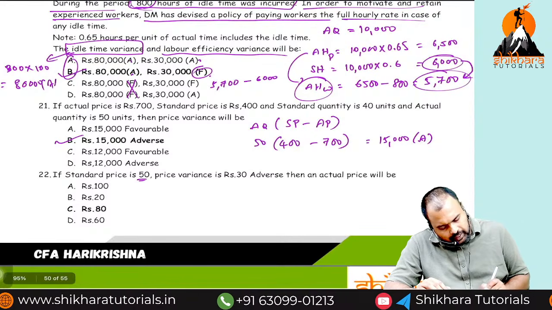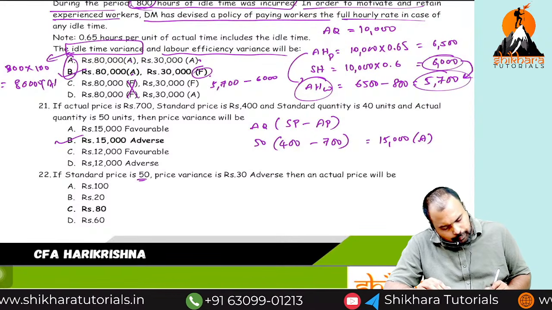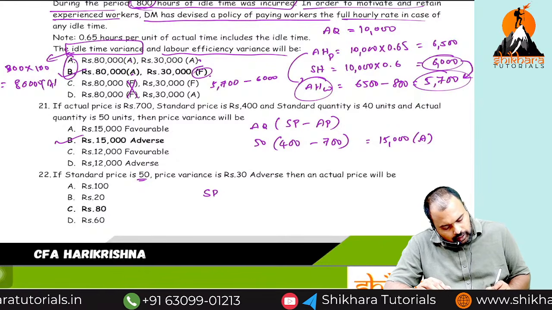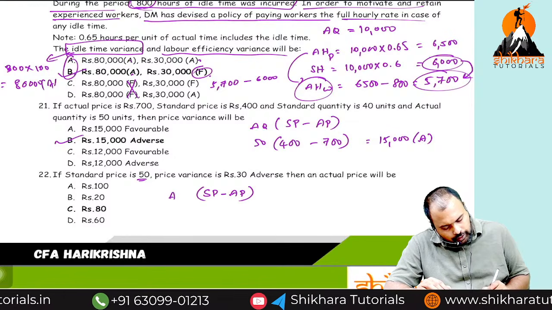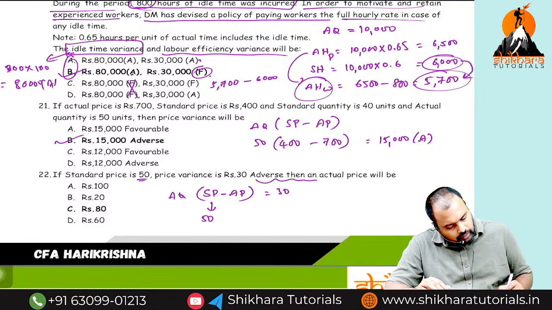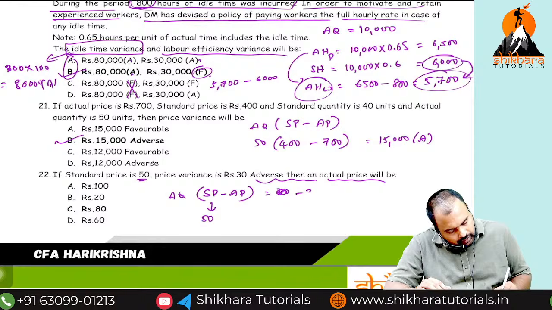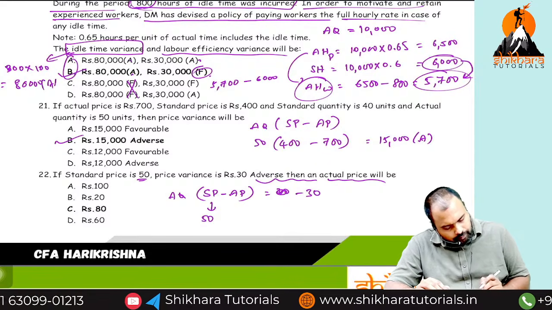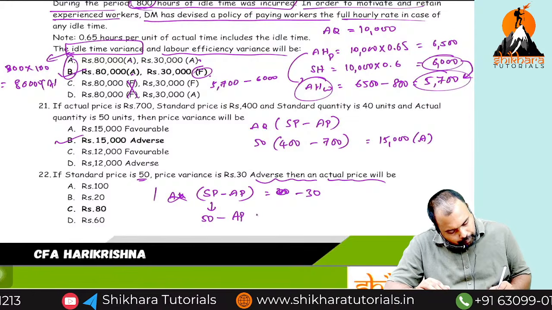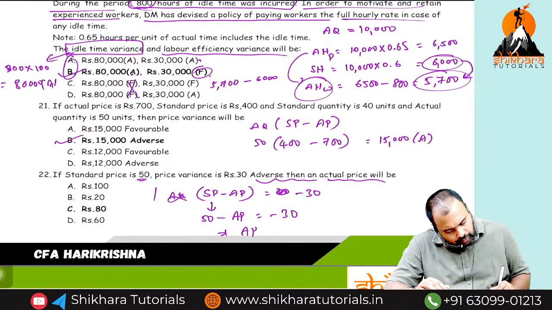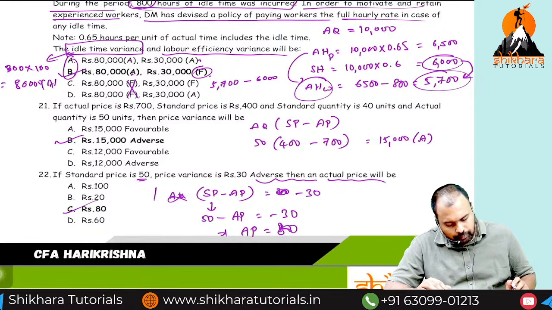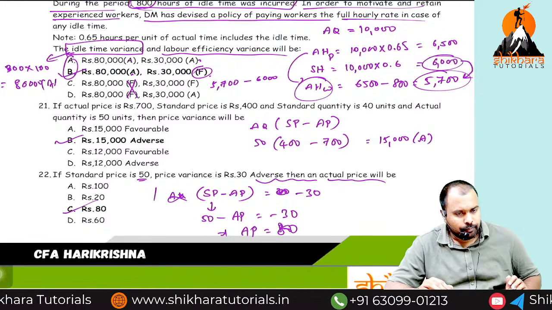Next, if the standard price is 50, SP is equal to 50, price variance, that's nothing but SP minus AP into AQ, is equal to 30 adverse. So minus 30. Then what will be the actual price? As they have not given quantity, we believe that it is for 1 unit. So minus 30 equals 50 minus AP, that implies AP is equal to 80. 80 should be our answer, sir. Whenever actual quantity is not given, we assume that standards are given for 1 unit.